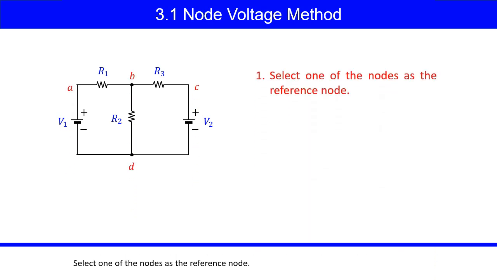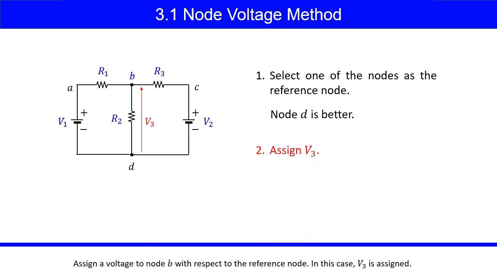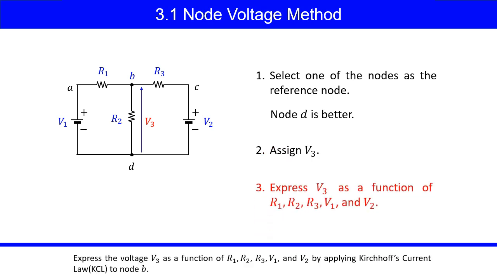Select one of the nodes as the reference node. Node D is better in this circuit, because this node is connected to the negative sides of the batteries, and it is usually set at ground potential. Assign a voltage to node B with respect to the reference node. In this case, V3 is assigned. Express the voltage V3 as a function of R1, 2, 3, V1, and V2, by applying Kirchhoff's current law, KCL for short, to node B.